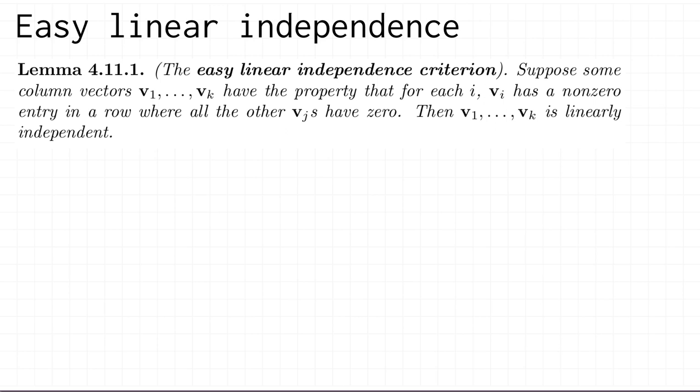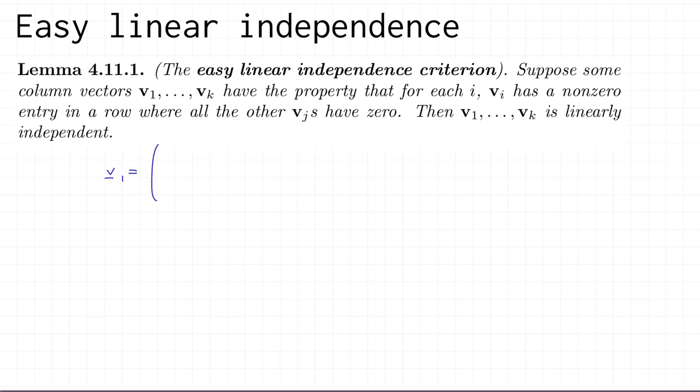So the criterion says, suppose you've got some column vectors v1, v2 up to vk, and they have the property that for each i, there is a non-zero entry in a row of vi where all the other v's have a 0 entry. Then the conclusion is that these v's must be linearly independent. To explain what's going on here, let's look at an example. You can find the full proof in the notes as usual, but we'll look at exactly why this is true.